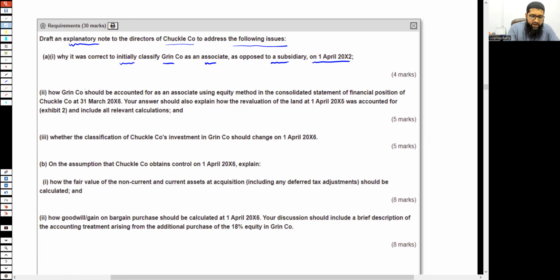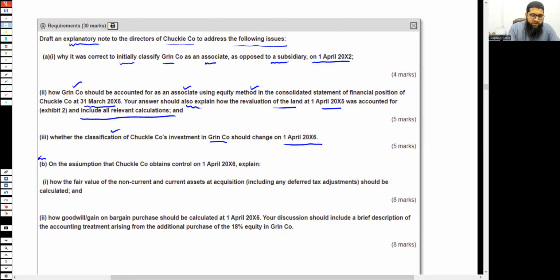The second thing is how Green Company should be accounted for as an associate using the equity method in the consolidated balance sheet at 31st March 2006. Your answer should also explain how the revaluation of land at 1st April 5 was accounted for and include all relevant calculations. Then, whether the classification of Chuckle Company's investment in Green Company should change on 1st April 6. So there is some event happening on 1st April 6, and you have to answer that question.